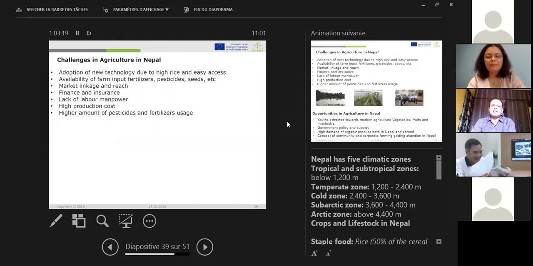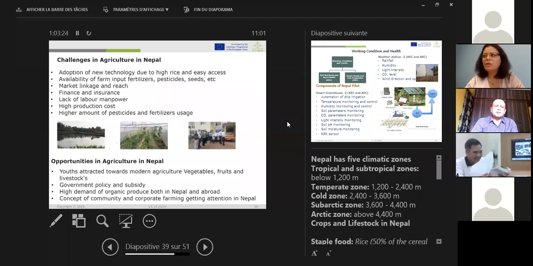Okay, regarding the challenges in agriculture in Nepal, we generally rely on imported technology. So the cost of adopting new technology is very high, and it is not easily available in Nepal. And the farm inputs like fertilizers, pesticides, and seeds are also not available in time. The farmers also lack direct reach to the market. The other challenge in Nepal is the subsidy, insurance, and finance provided through the government sector. That is also one challenge.